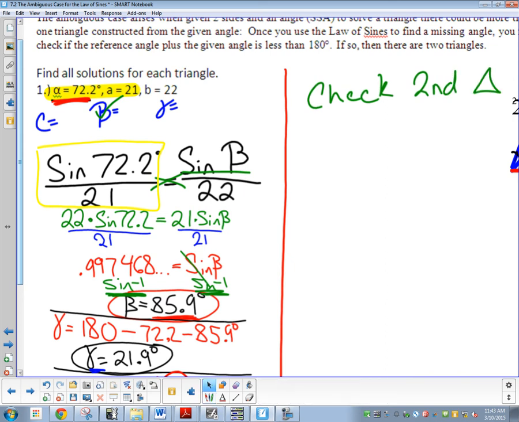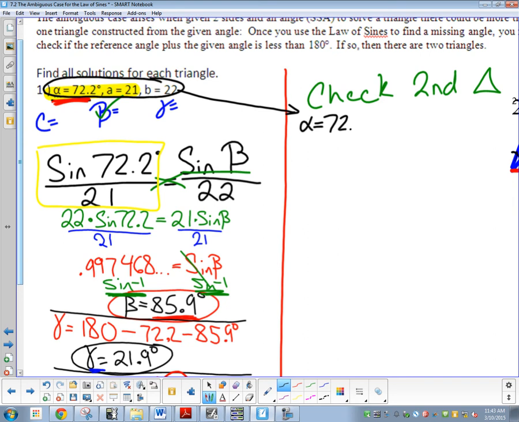Okay, we're going to do a check for a second triangle. When we check for a second triangle, okay, the information they told you originally is still true. All of this information right here is still going to be true for my second triangle. That doesn't change. So I'm going to have alpha is 72.2. A is 21. And B is 22. None of those things changed.